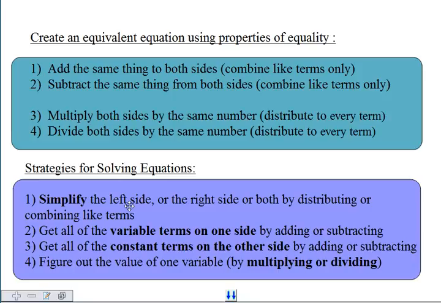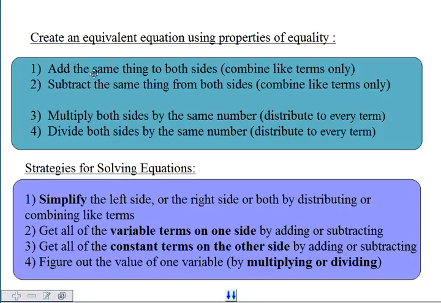solve. So just as a little reminder, there are four properties of equality that we've talked about. Four things that we can do to both sides of the equation that give us another equivalent equation. If we solve an equivalent equation, we'll get the same solution as if we solve the original equation. So here they are right here.